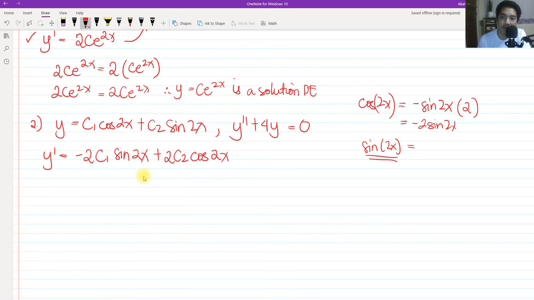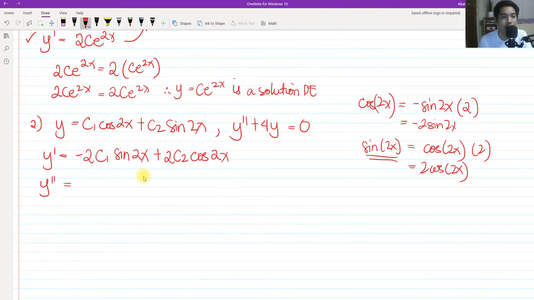Differentiate it as a whole, we have cosine 2x multiplied by the derivative of the inside function with respect to x. So the derivative of 2x is 2. So hence we have 2 cosine of 2x. But we have c sub 2, so we have 2 c sub 2 cosine of 2x. That is only the y prime. How about the y double prime?